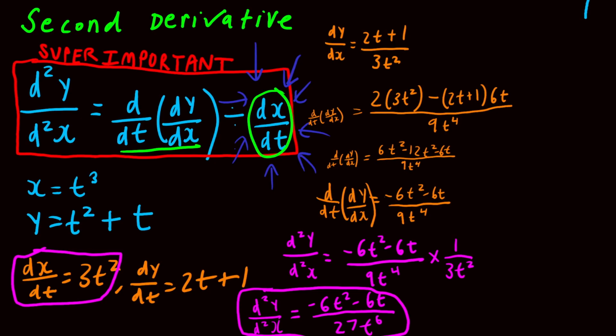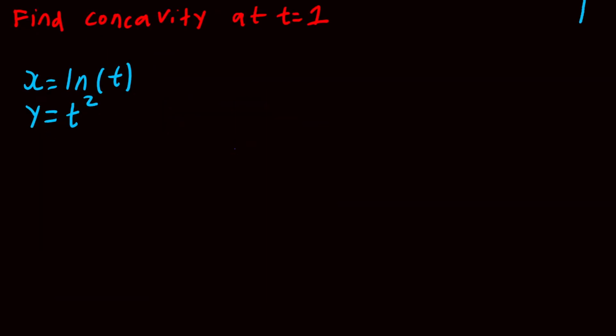Now, our last question. Determine the concavity at t equals 1. If you remember, concavity is determined by the second derivative. If the second derivative is positive, that means it's concave up. If the second derivative is negative, that means it's concave down. So let's find the derivatives. First of all, we need to find the first derivative. Let me use a different color so we don't get confused.